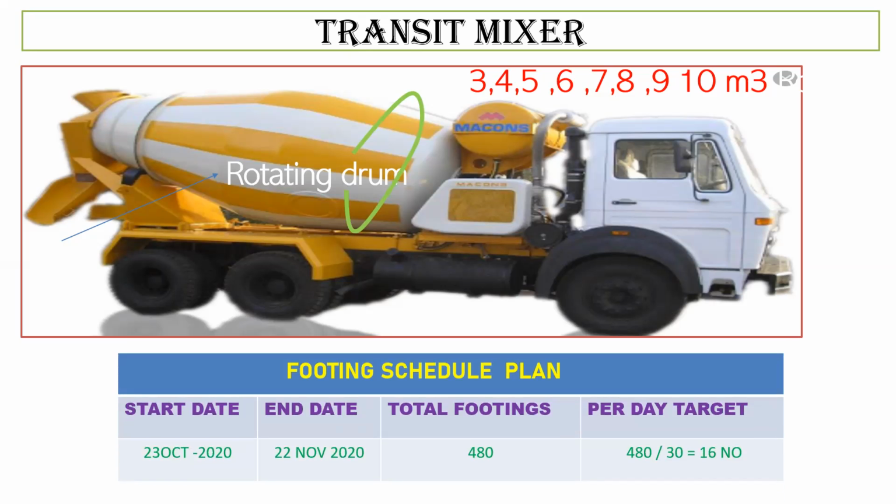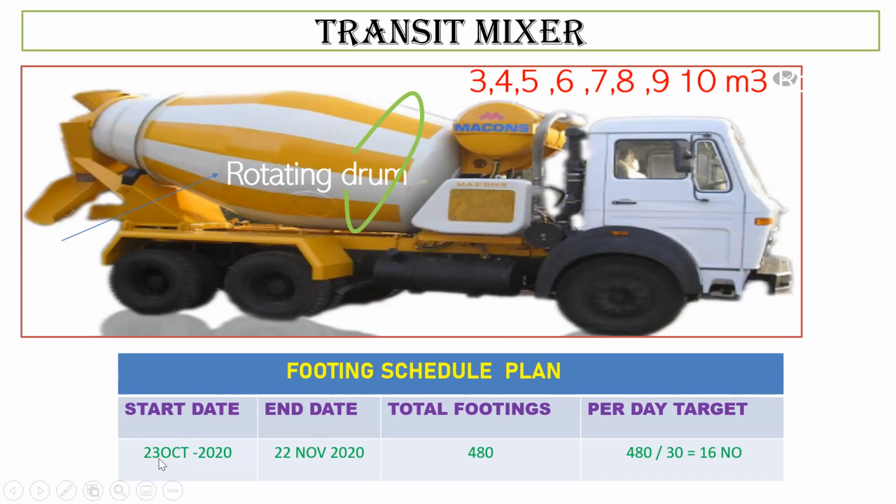And this is a footing schedule plan that we are going to see. When you're working on big projects, you will be given a certain task or target per day. This many footings have to be cast per day. The planning engineer will do the planning based on the schedule that he has prepared, and based on that he is going to give a target of how many footings you have to cast per day. So we'll try to understand it.